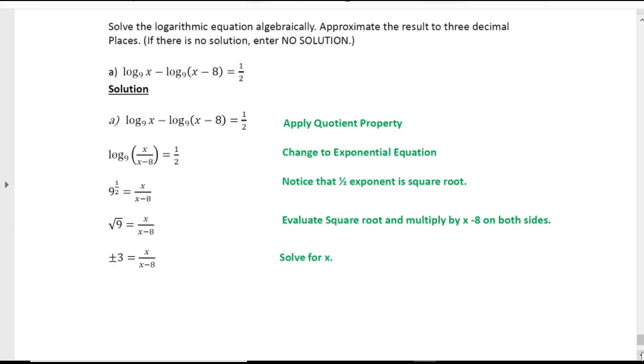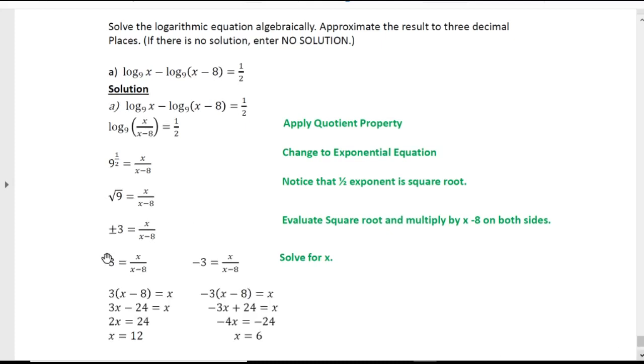So then we can go ahead and continue. So the square root of 9 is plus or minus 3. Then we're going to solve for x, treated as a positive 3 and a negative 3. So if we simplify, we're going to be multiplying by x - 8 on both sides. That cancels. So we get 3(x - 8) equals x. And solving for x, we get x equals 12. And then on the right side, we do the same, and we get x equals 6.